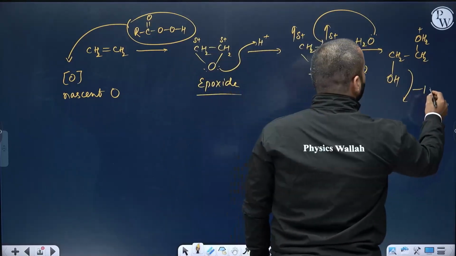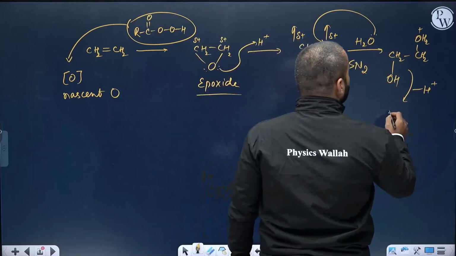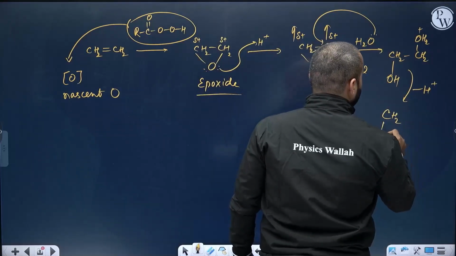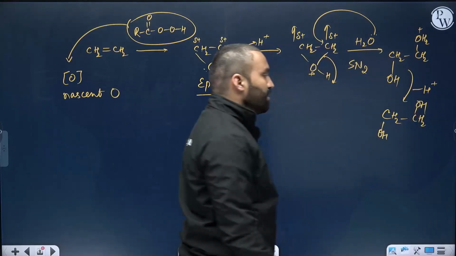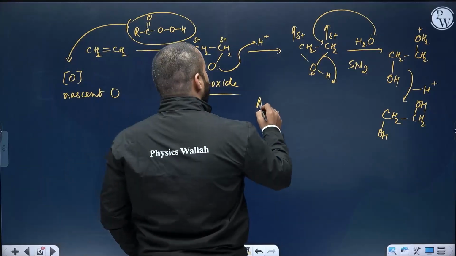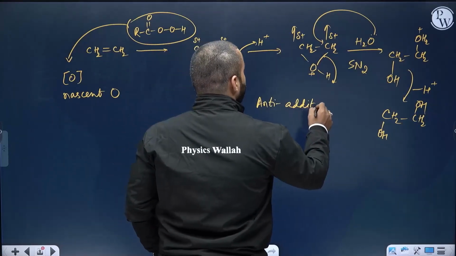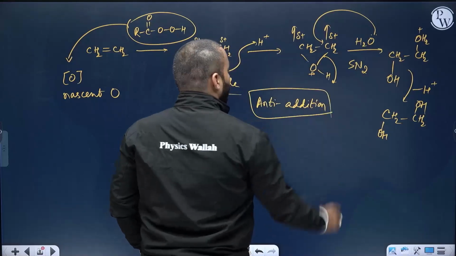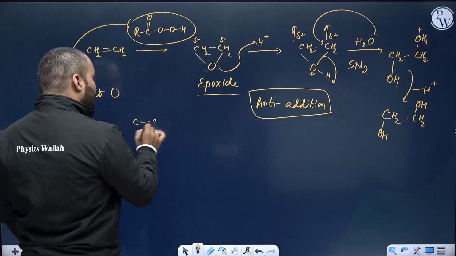Now you have to remove the H plus that you had used in the beginning. H plus will be lost. It will be CH2, OH here, and then CH2, OH here. This makes a diol. Diol, but anti-addition. This is known as anti. Many people call it anti. I also like to call it anti-addition.